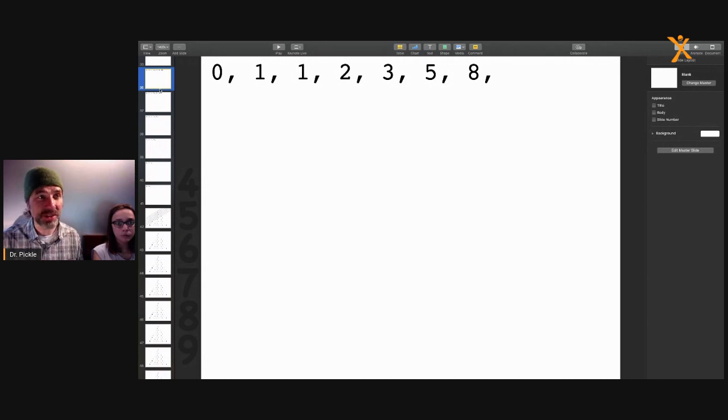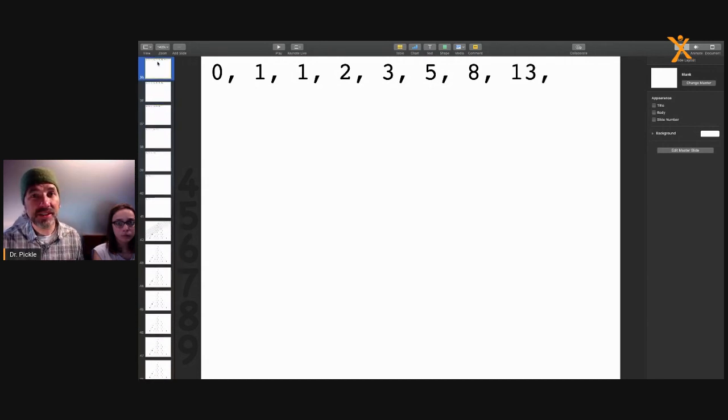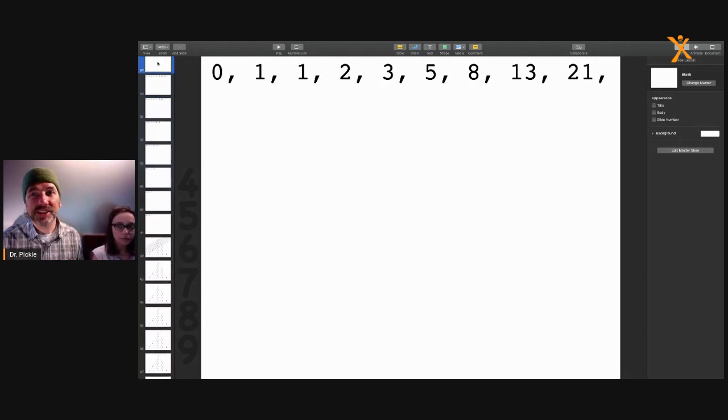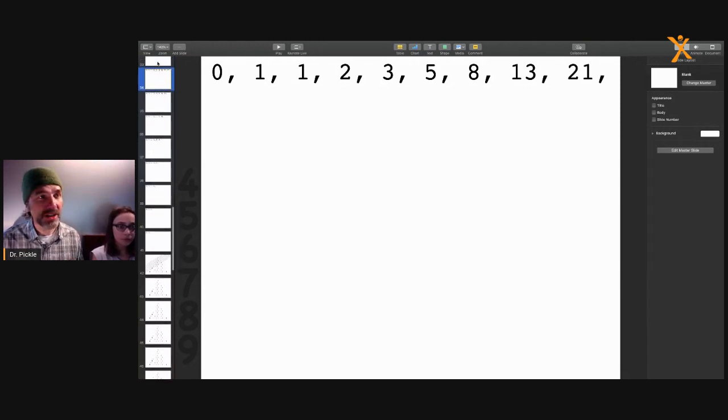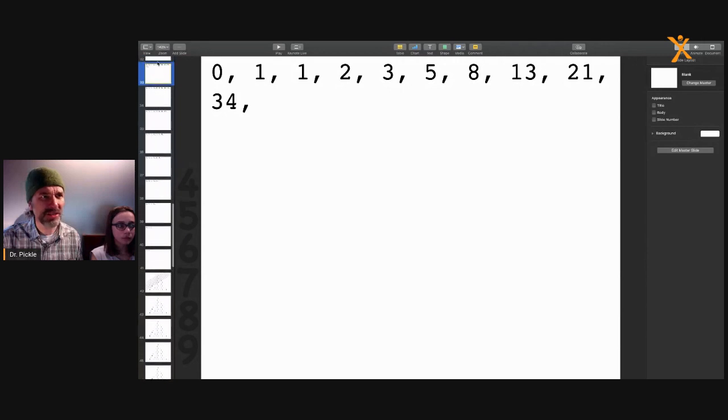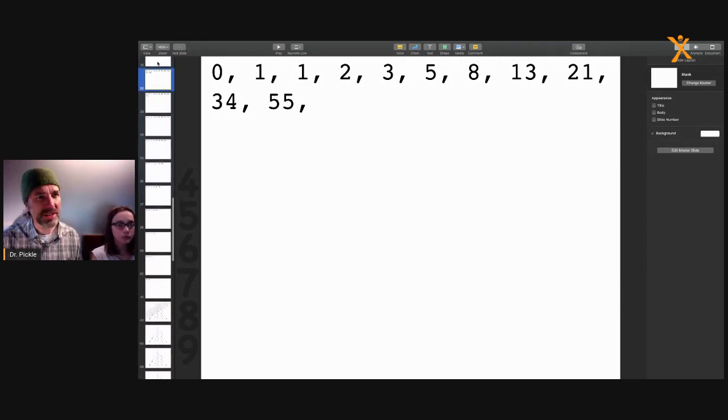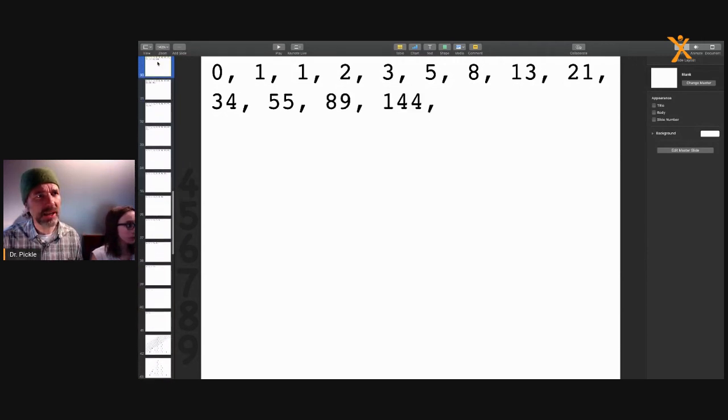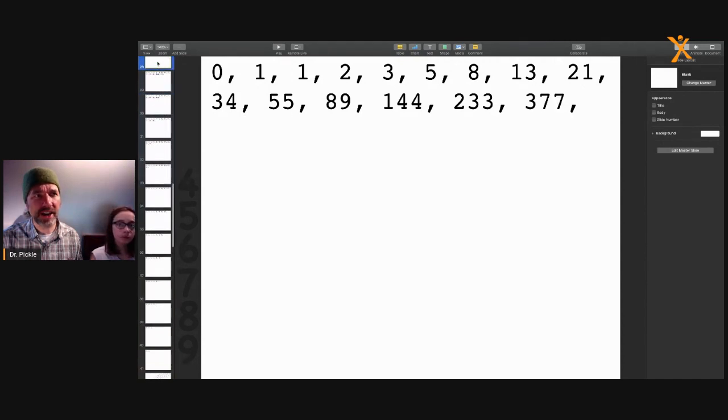So Heatley knows this already. 5 plus 8 is equal to 13. Yeah. 13 plus 8 is equal to 21. 21 plus 13. So you can keep on going. You're always adding on. Janowski knows this too. So this is a really common sequence. It gets big really quite fast.